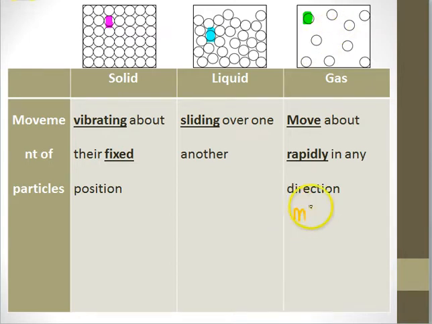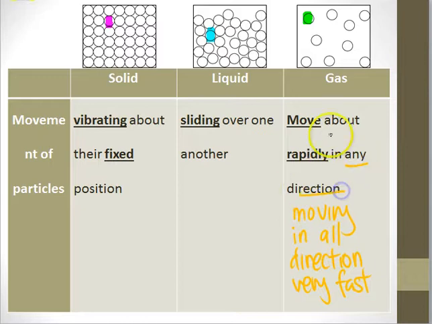Sometimes we'll say moving in all directions very quickly, or very fast. The thing is that it must have the description of in any direction, saying that it's a random movement. The other is talking about rapidly, or you can say very fast. This is the second thing you're talking about. So it's moving very fast in random directions. You can see for solid, liquid, and gas, their movements are different. One is vibrating about fixed position, one is sliding over one another, and the last one is moving rapidly in all directions.